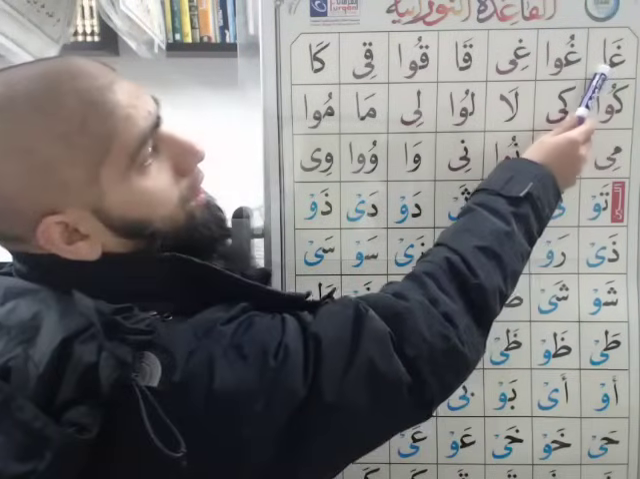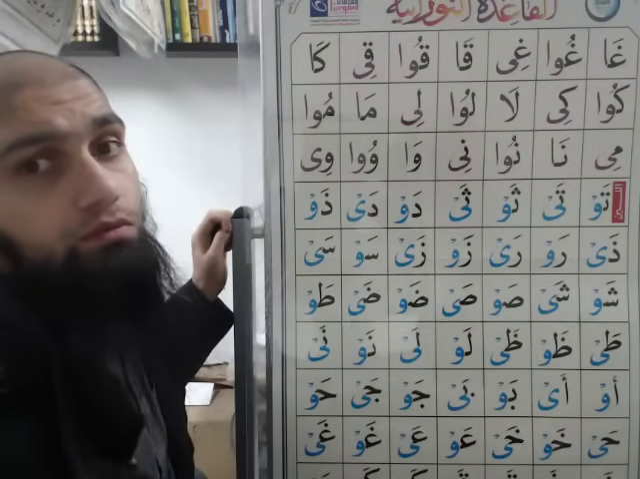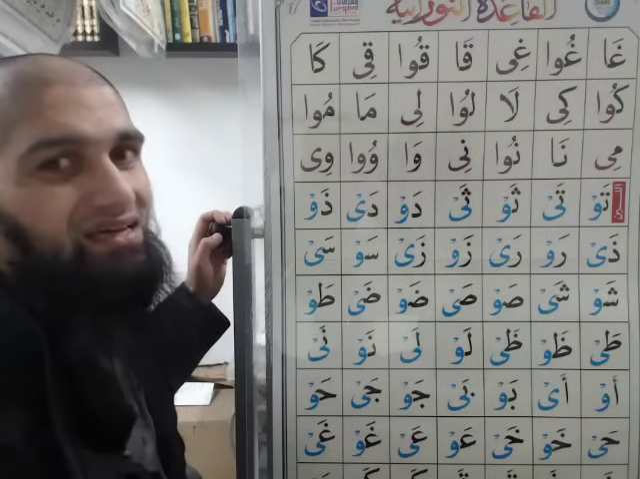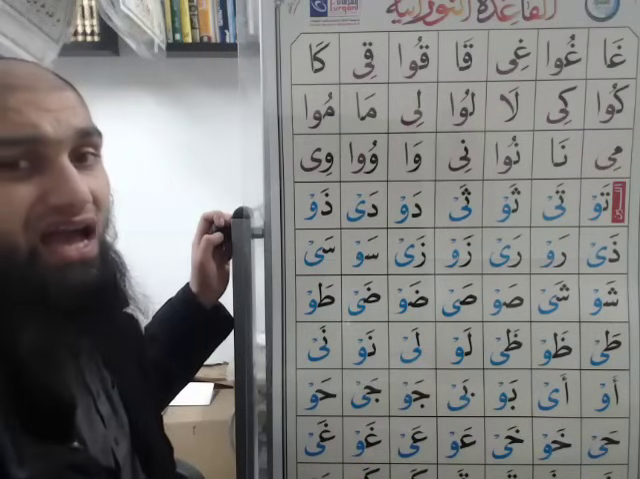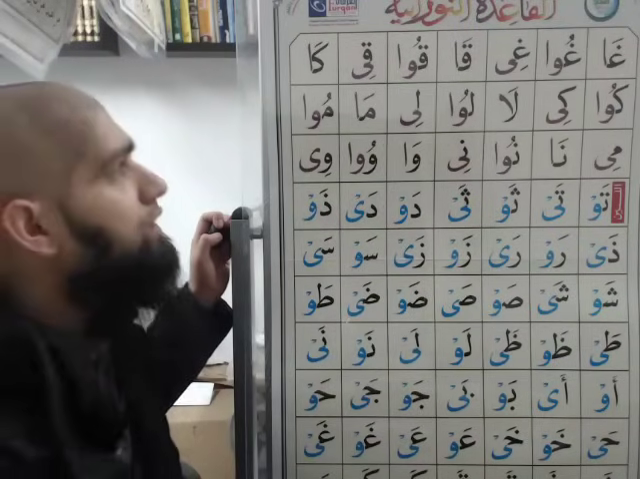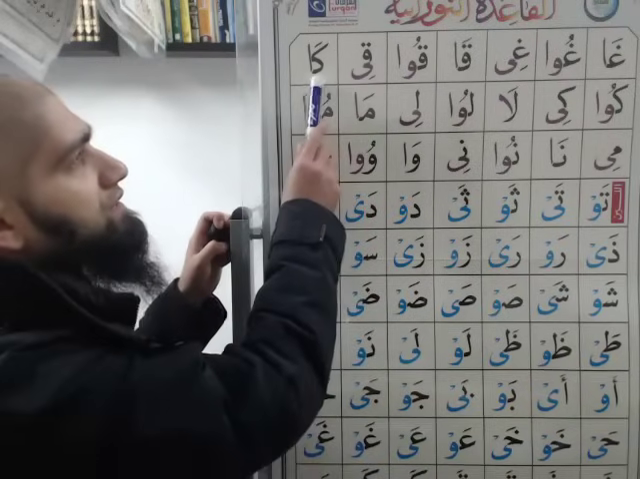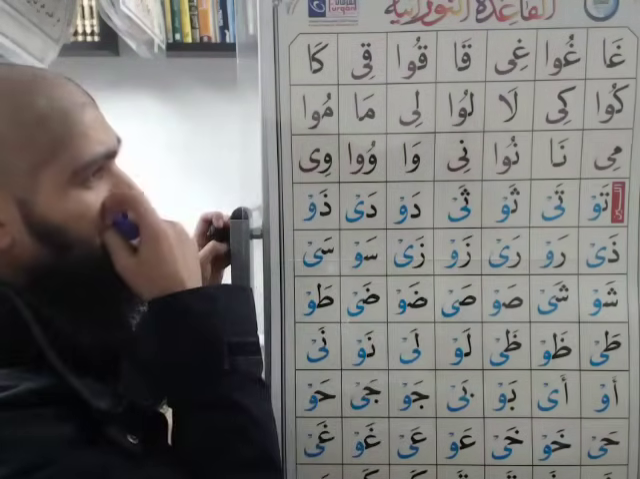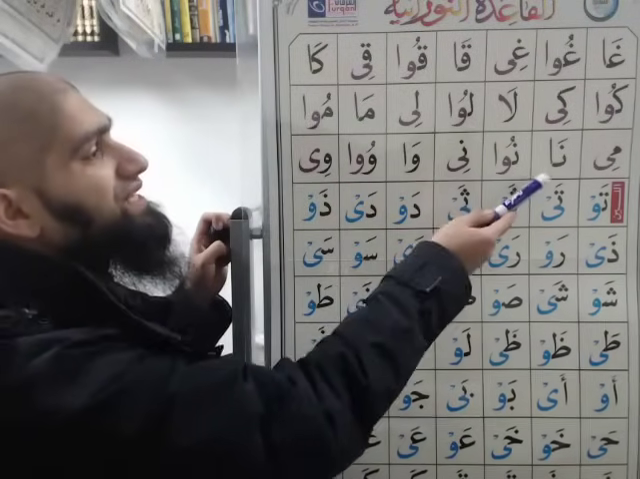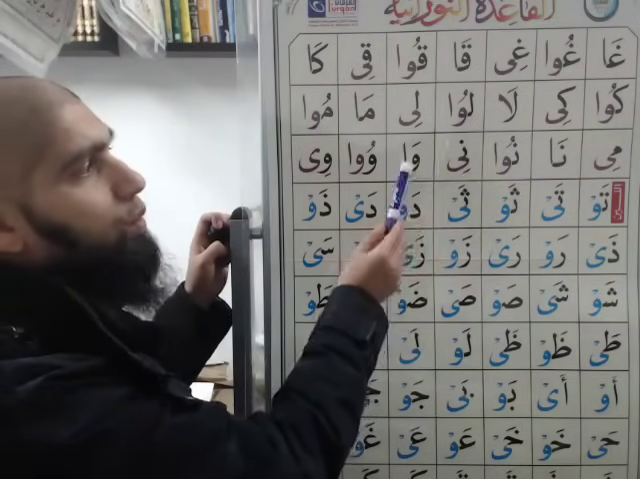Next page. Ghain, fatha, alif, sukoon, gha. Ghain, dhamma, waw, sukoon, ghu. Ghain, kasra, ya, sukoon, ghi. Gha, ghu, ghi. Qaf, fatha, alif, sukoon, qa. Qaf, dhamma, waw, sukoon, qu. Qaf, kasra, ya, sukoon, qi. Qa, qu, qi. Ka, ku, ki. La, lu, li. Ma, mu, mi. Na, nu, ni. Wa, wu, wi.